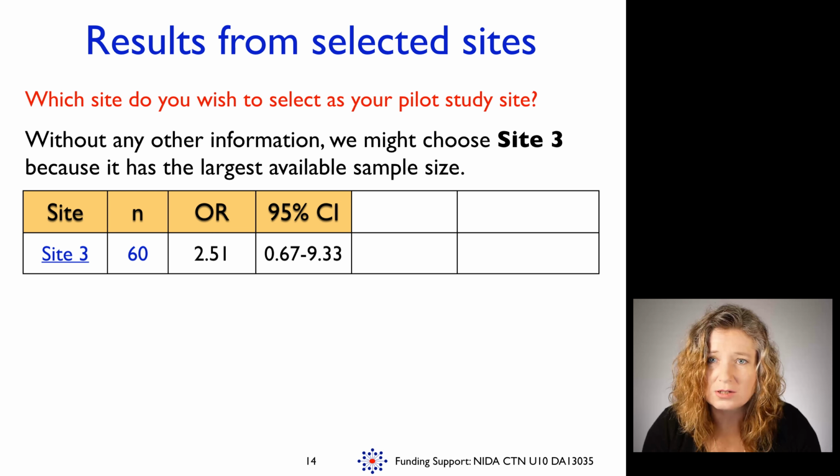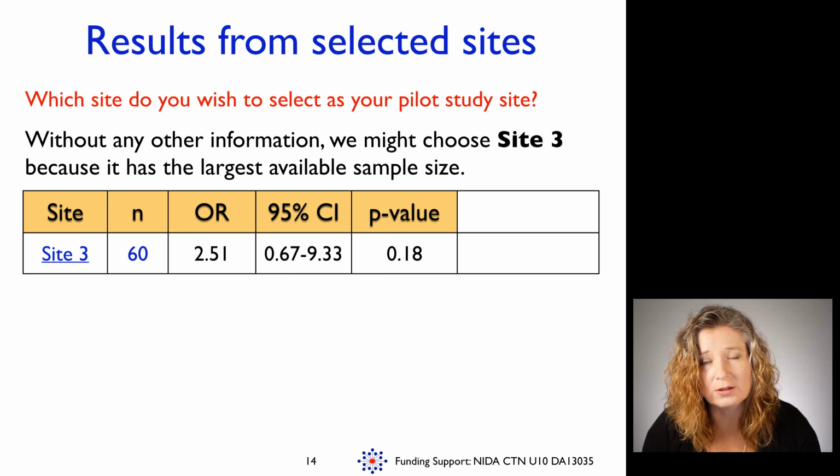When we tested this odds ratio for significance, the p-value was 0.18. So even though we obtained quite an optimistic odds ratio of 2.51, it wasn't significant. Now, the big part. Why did we do that? We did that because we wanted to know what the potential effect size will be in a large R01.